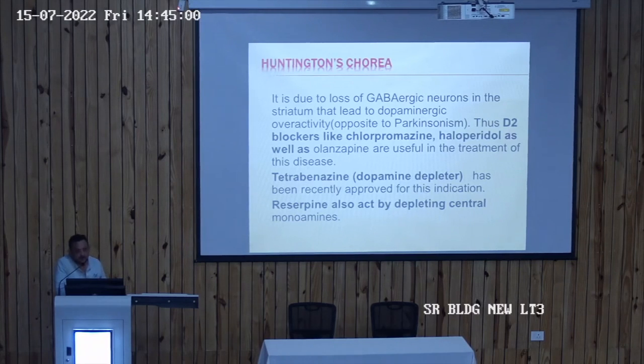Tetrabenazine, it is a dopamine depleter. ठीक है? तो GABA कम हो गया, but we cannot do anything about it. तो हमने dopamine भी कम कर दिया by blocking or by depleting the dopamine. Reserpine also acts by depleting all the neurotransmitters. Neuron से reserpine depletes all neurotransmitters. It releases the neurotransmitters और खत्म कर देगा. So it can also help.